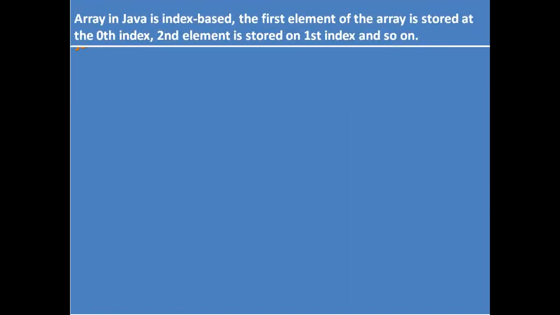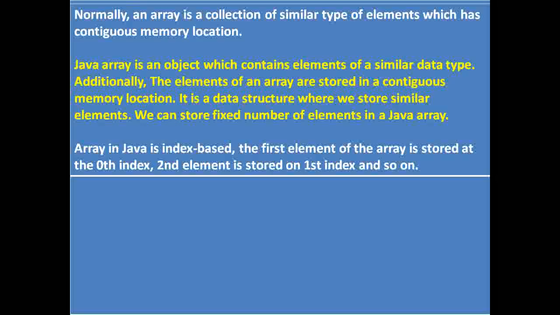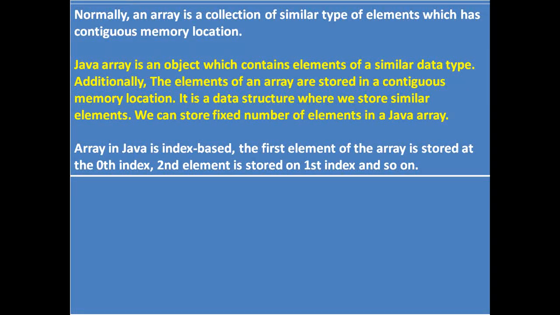Array in Java. Normally an array is a collection of similar type of elements which has continuous memory location. A Java array is an object which contains elements of a similar data type. Additionally, the elements of an array are stored in a continuous memory location. It is a data structure where we store similar elements. We can store a fixed number of elements in a Java array.